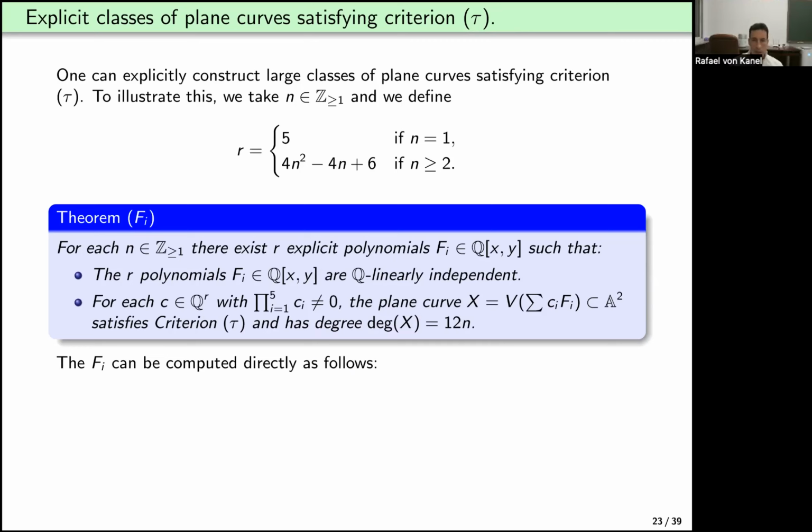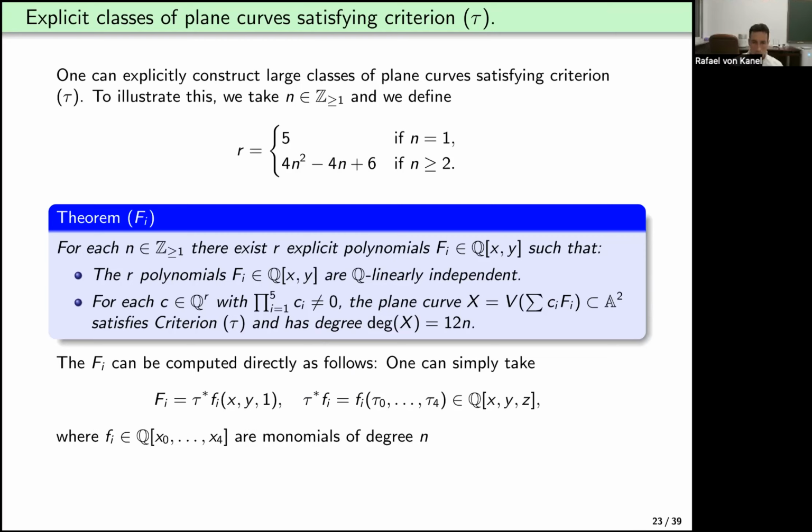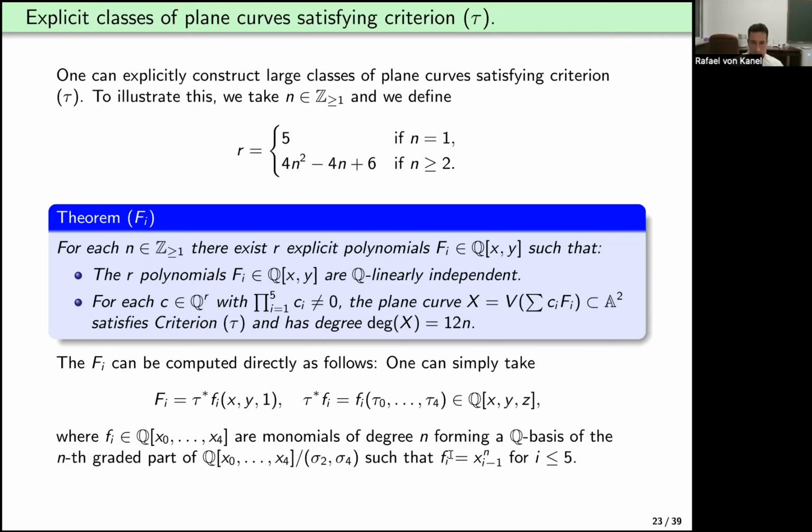And this f_i can be computed directly in the following way. One can simply take f_i to be the small f_i evaluated at these polynomials tau_0 to tau_4. The small f_i are monomials of degree n, which form a Q-basis of the n-th part of this quotient ring, such that the first 5 of these small f_i are given by x_i to the n.